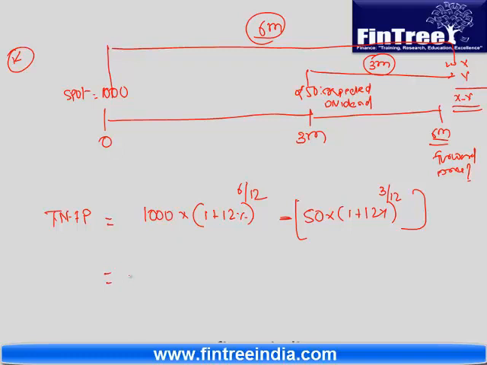So to have 6 by 12, that means raised to 0.5, you will take under root once. And to take 3 by 12, you will take under root twice.